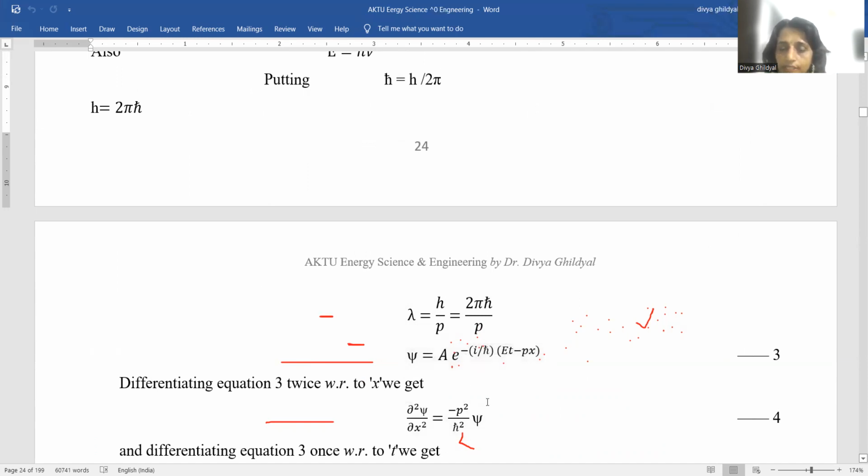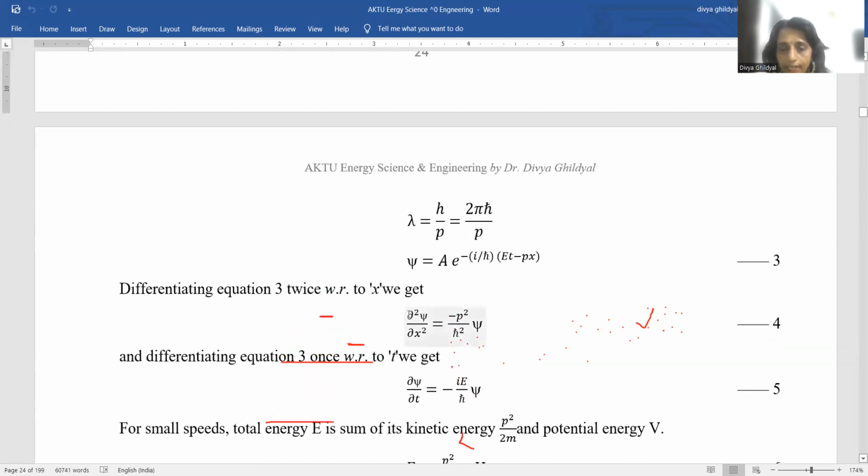Now, since this wave function is an acceptable wave function, that means it is normalized, it is finite, it is differentiable, I will differentiate it twice with respect to x, and I get del 2 phi by del x2 equal to minus p square upon h bar square phi. And once again, I differentiate it with respect to time, and I get del phi by del t equal to minus i E upon h bar phi.